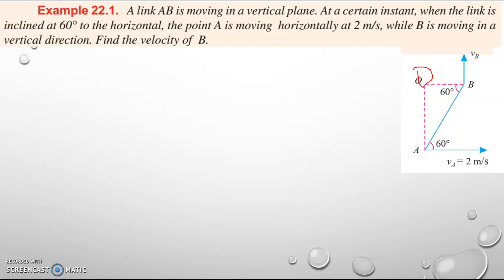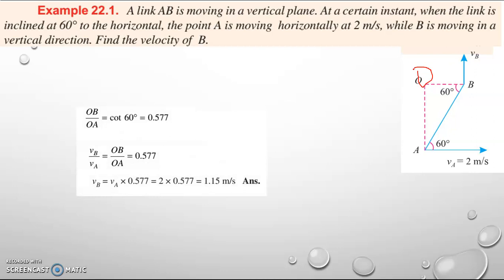So omega is equal to omega into OA will give the VA, omega into OB will give the VB, or VB by OB is equal to VA by OA, or by using the equation OB by OA is equal to cot 60. The angle is given, so we can calculate the value of cot 60, which is equal to VB by VA. From that we can calculate the velocity of the given link AB.